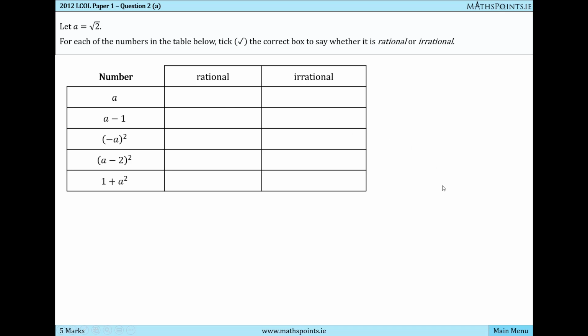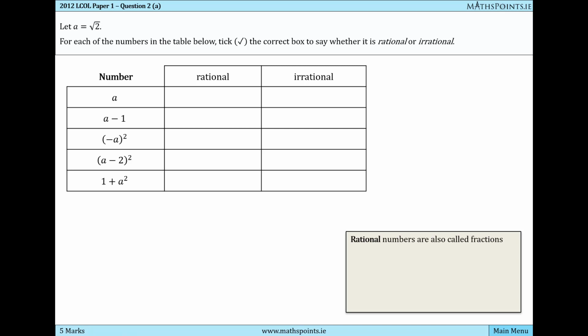So first of all, to give definitions for rational and irrational numbers. Well, a rational number, also known as a fraction or a decimal that can be written as a fraction, is a number that can be written a over b, where a and b are integers and b can't be 0. Obviously you're not allowed to divide by 0 in maths, that's undefined, but a and b can be any other integers.